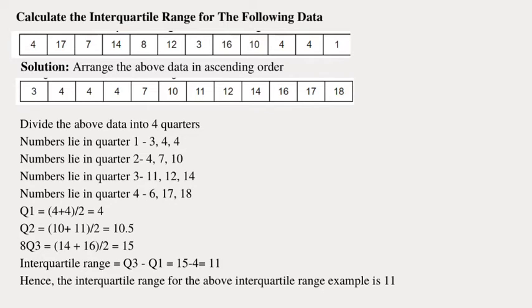So Q1 is 4, Q2 is 10.5, Q3 is 15. So the interquartile range is Q3 minus Q1, which equals 15 minus 4, which is 11. Hence, the interquartile range, or IQR, for the above data is 11.